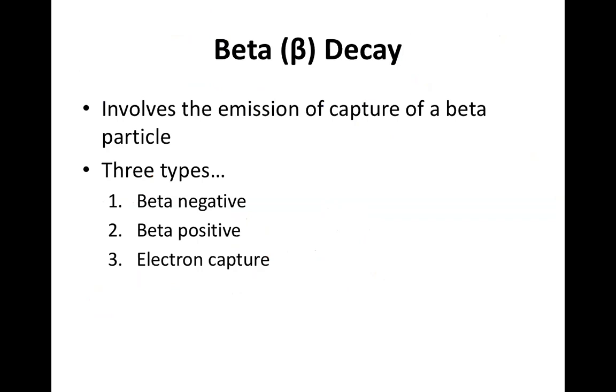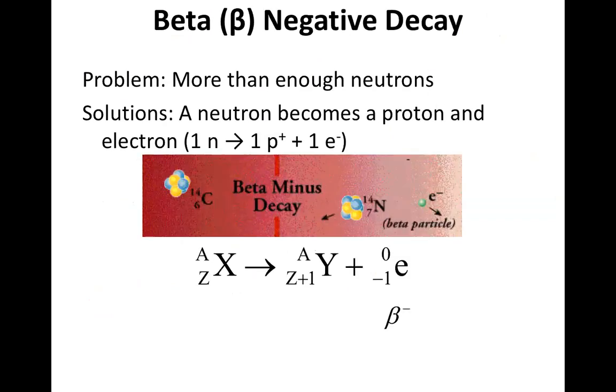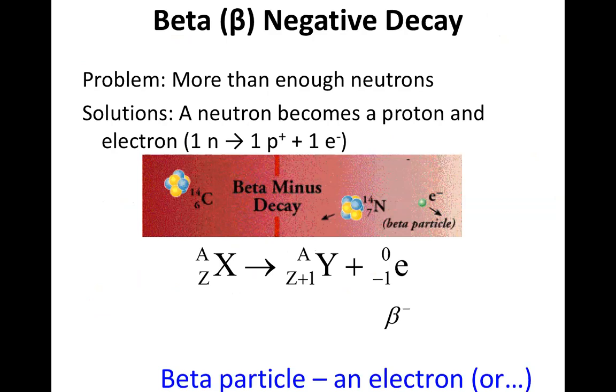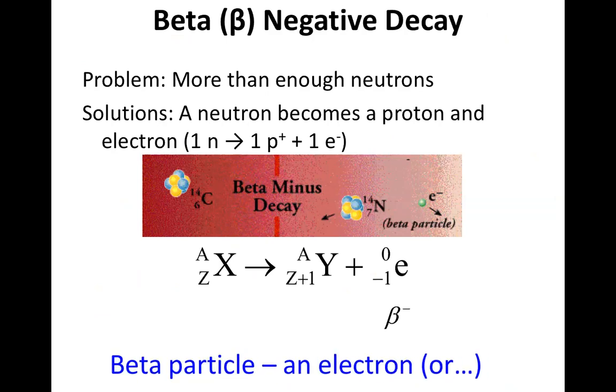So the next type of decay involves the emission or capture of a beta particle. And there's three types: beta negative, beta positive, or electron capture. The first type was alpha decay. The second type is beta negative decay, and the emitted particle is an electron, also known as a beta particle.